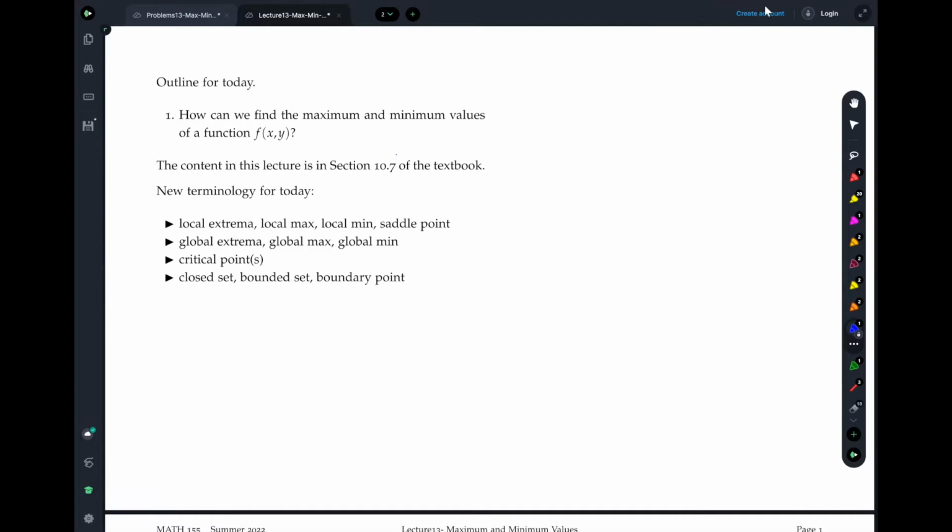Okay, so today we're going to be talking about finding critical points of functions, and in particular finding the maximum and minimum values of a particular function.